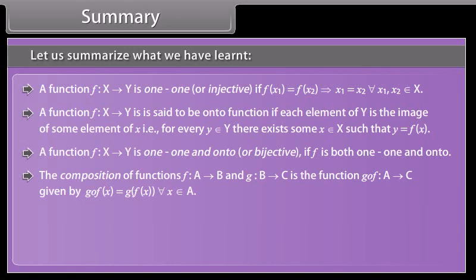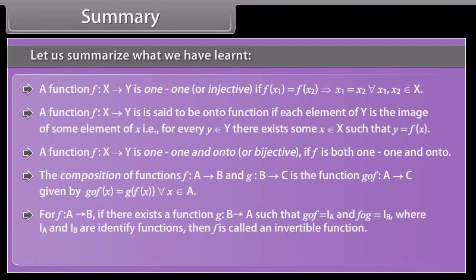The composition of functions f from A to B and g from B to C is the function gof from A to C given by gof(x) equal to g(f(x)) for each x belongs to A. For function f from A to B, if there exists a function g from B to A such that gof equal to I_A and fog equal to I_B, where I_A and I_B are identity functions, then f is called an invertible function.